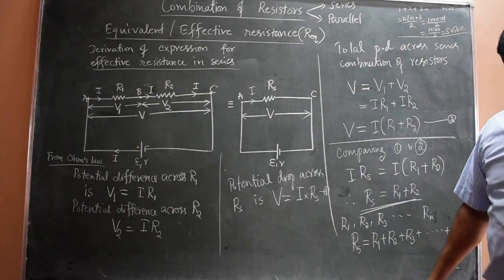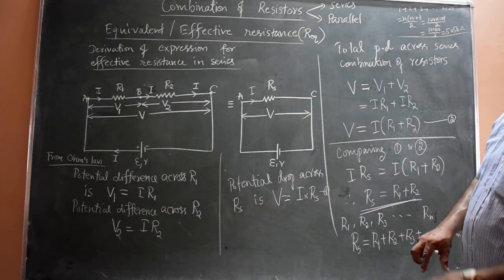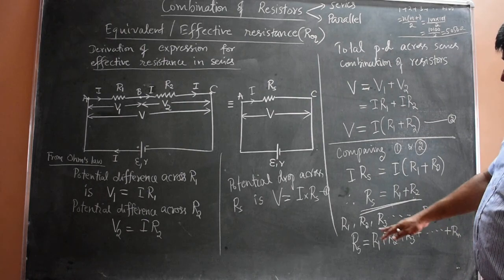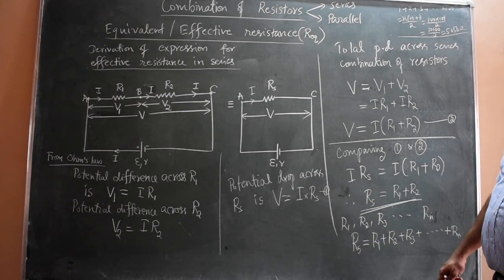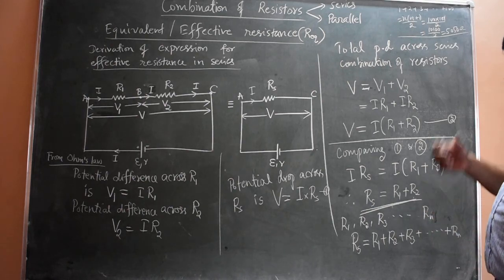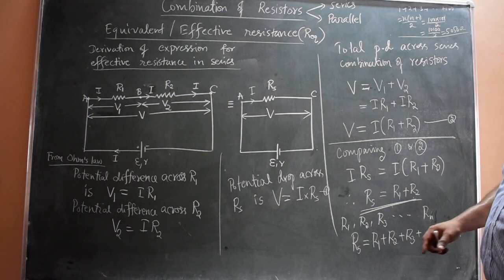So this way we can work out the problem here, that is effective resistance in case of series combination of resistors. So the generalized law: equivalent resistance or effective resistance in series combination of resistors is equal to the sum of the individual resistances. That's it.